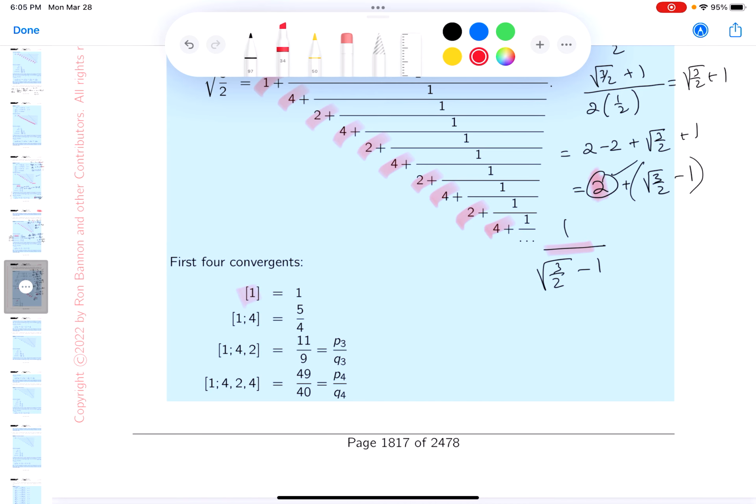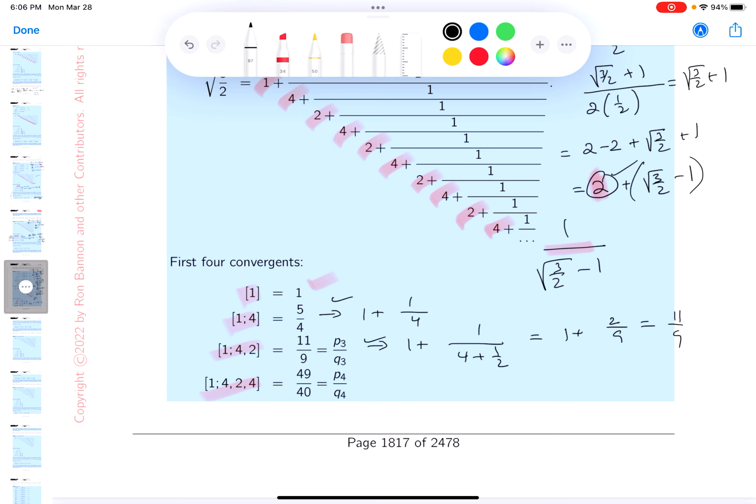1, 1, 4, 1, 4, 2, 1, 4, 2, 4. Again, the first one's pretty easy to compute. Let me just remind you what this one looks like. It's 1 plus 1 over 4, which would be 5/4. What does this one look like? 1 plus 1 over 4 plus 1 half. What does that one look like? It's going to be 1 plus, let's see, 2, 8, 9. So it's 11 ninths, so forth and so on, all right?